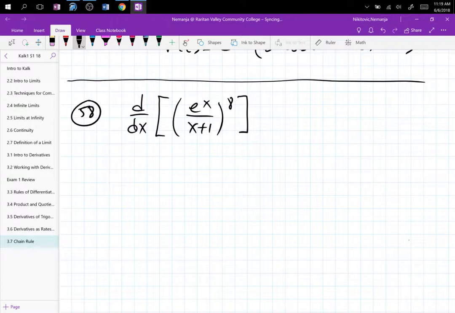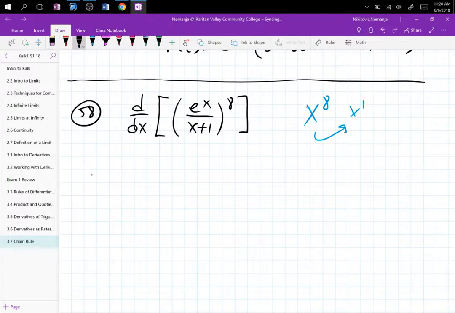Now, which one is within which? Is it chain within quotient or quotient within chain? Quotient within chain, because this 8 is on the outside. So chain rule is the main rule, and then when you have to take the derivative, you will be dealing with the quotient rule. So technically the big skill to see here is that this is x to the 8th, right? As soon as you see that, then you know that you will be taking the derivative of this x, and that's when quotient rule kicks in.